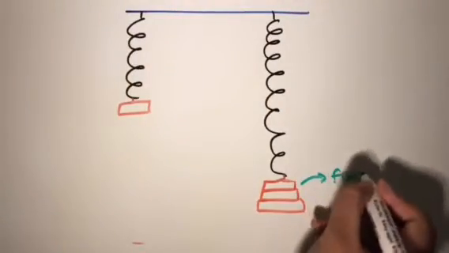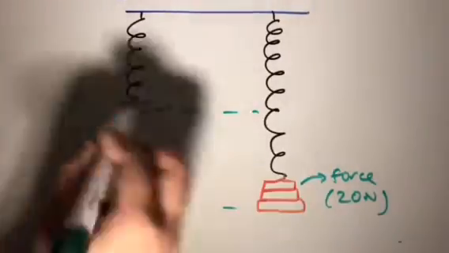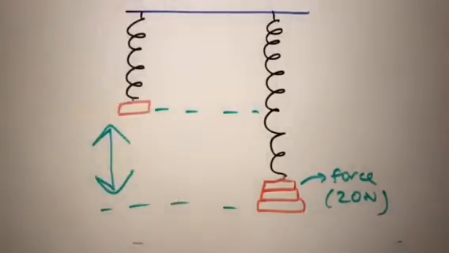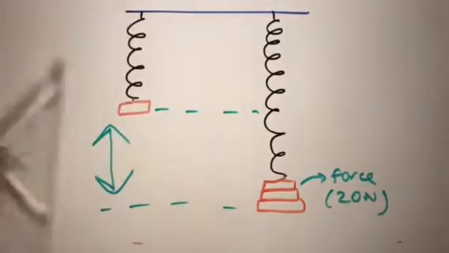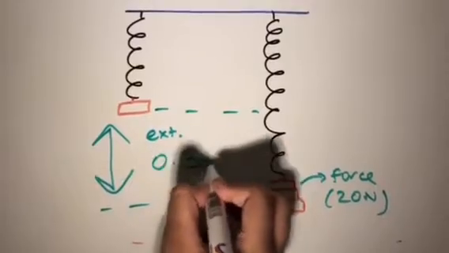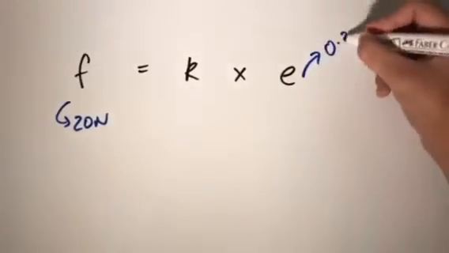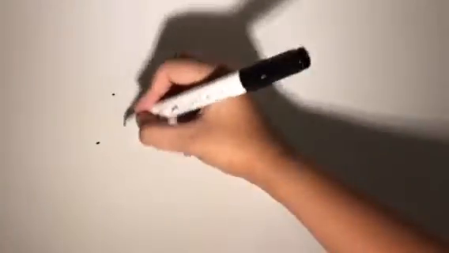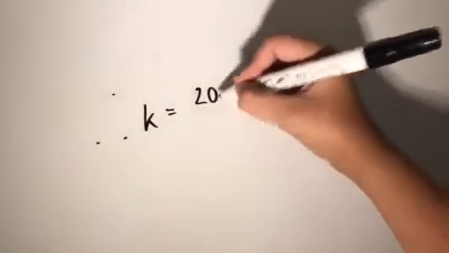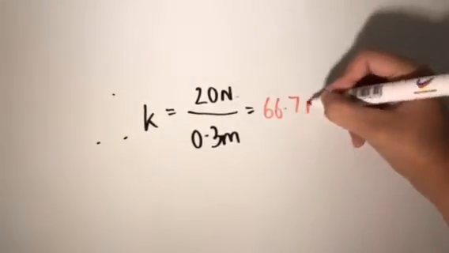We can test this by placing a force on a spring and then measuring the extension with a meter ruler. Use a set square to make sure the ruler is straight. Repeat the experiment, exclude anomalies, and then take a mean. This will ensure a fair test. Then put the values into the equation. This helps you find the spring constant. As you can see, in this case, it is 66.7 Newton meters.